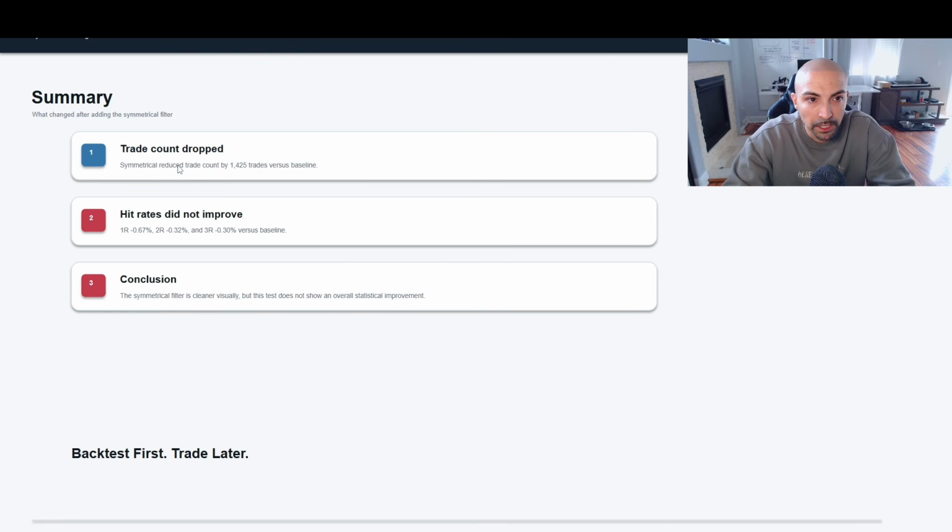So summary, symmetrical did reduce trade count, which it should, because it's basically an added filter, something we're adding to sequential SMT on the 90-minute time frame. So we got less of them, and it really didn't improve too much besides some combination of day and quarter, but still nothing crazy. So to me, does the symmetrical really make a difference? I don't really think it does on the 90-minute sequential SMT.